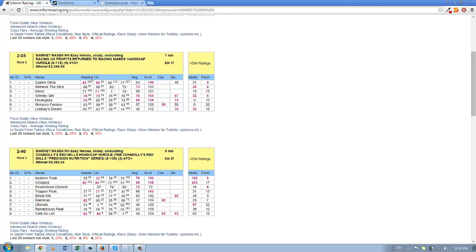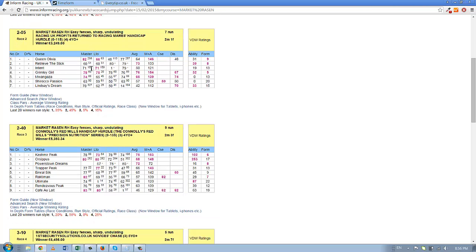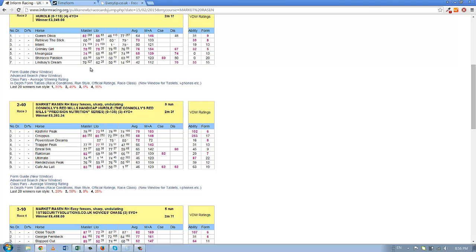So that's why I always advise, when starting out, you look at races where every horse in the race has won at least once. At least then you've got a great idea of what type of conditions the horses can win on. So okay, let's look. The race I'm going to concentrate on now is the 2:40 race at Market Rasen today, and today is the 15th of February 2015.